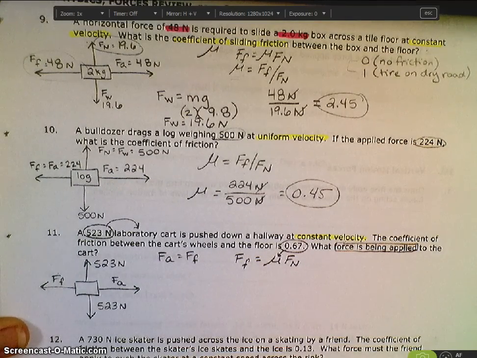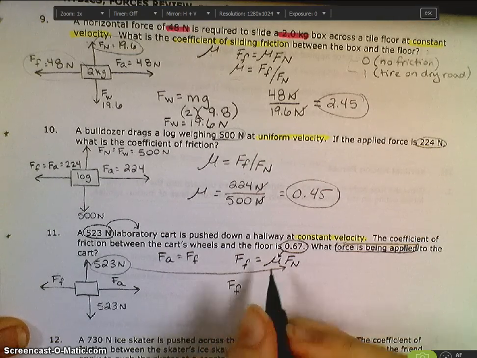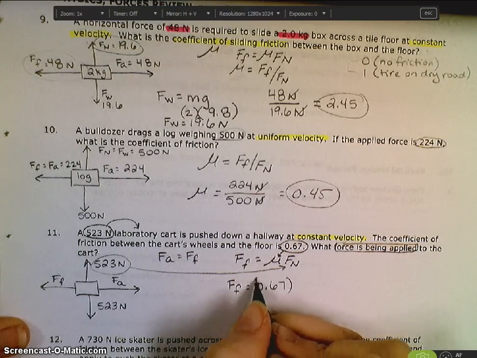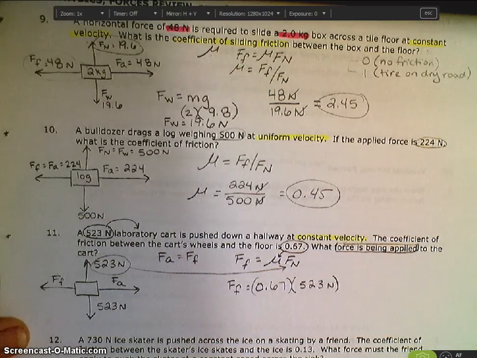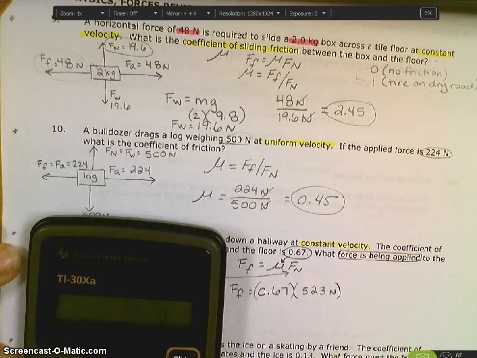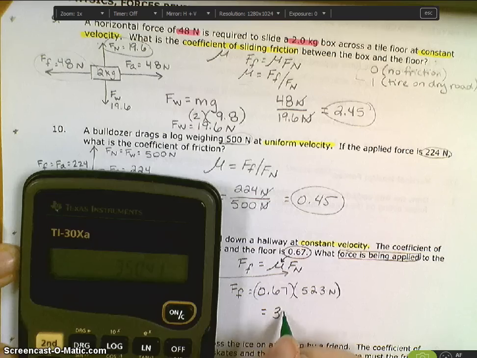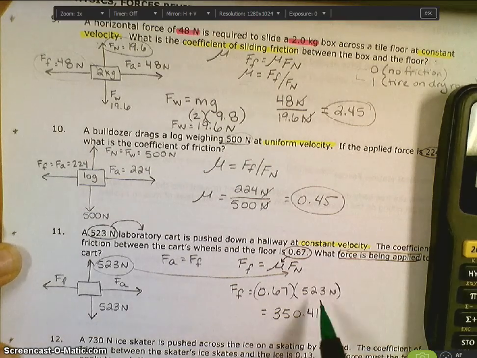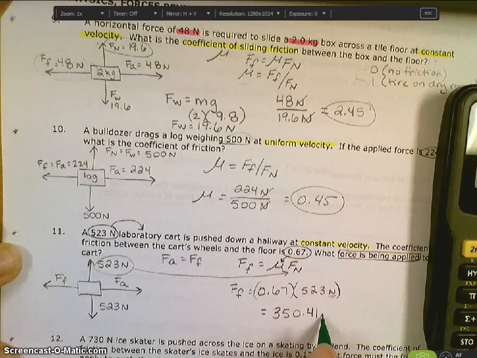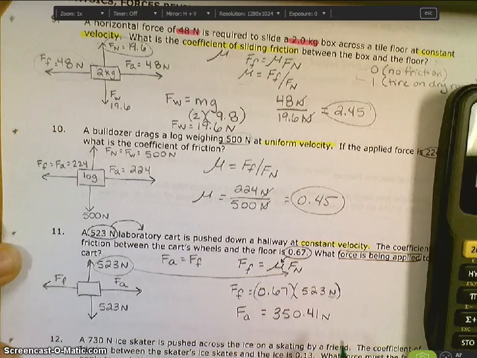They gave us the coefficient of friction, and we've found the normal force. So the force of friction equals the coefficient of friction times the normal force. Now all I need to do is multiply. 0.67 times 5/23. I get an answer of 350.41. I have newtons and no unit, so the newton stays just like it is. Not only is this the force of friction, but it is also the force applied.